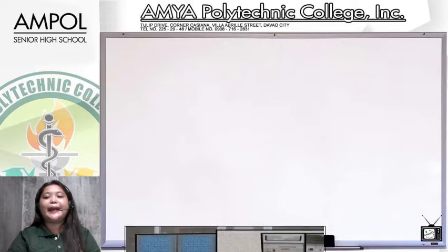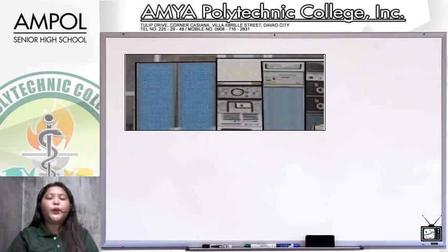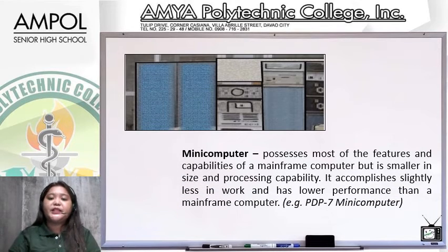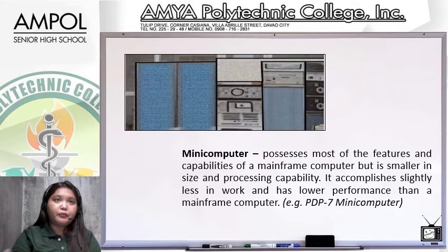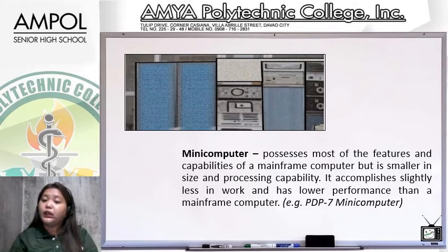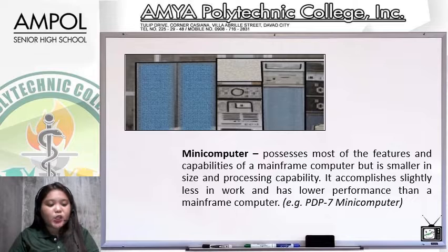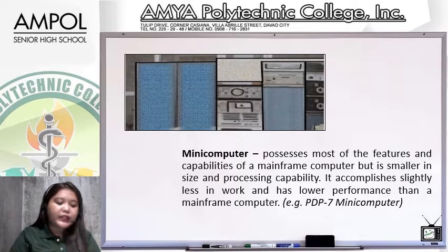The third one is what we call the mini computer. A mini computer possesses most of the features and capabilities of a mainframe computer, but compared to a mainframe, it is smaller in size and processing capability. It accomplishes slightly less work and has lower performance than a mainframe computer. An example of this is the PDP-7 mini computer.